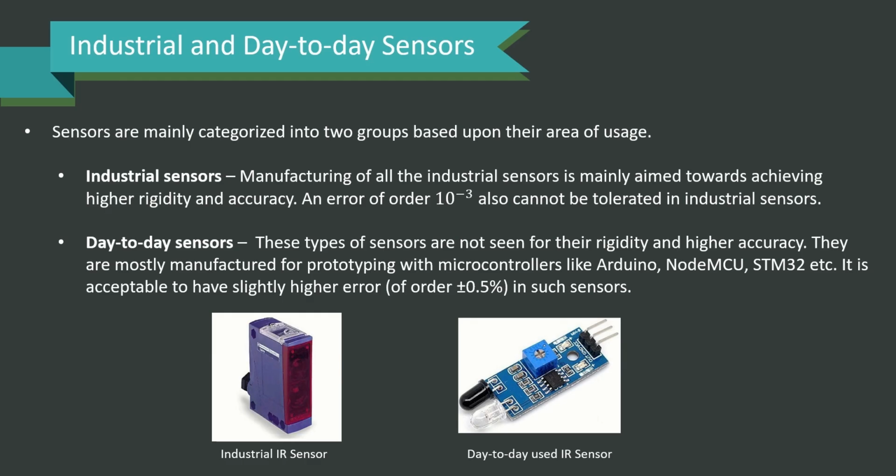In the slide right now, you are seeing an industry standard IR sensor, whereas the day-to-day used IR sensor is also presented. We in our entire video series have used the day-to-day usable sensors because they are available in abundance in the market and they are affordable. For learning, for prototyping, we will go with day-to-day usable sensors, whereas when you deploy in the industry, you need to go with higher grade industry standard sensors.